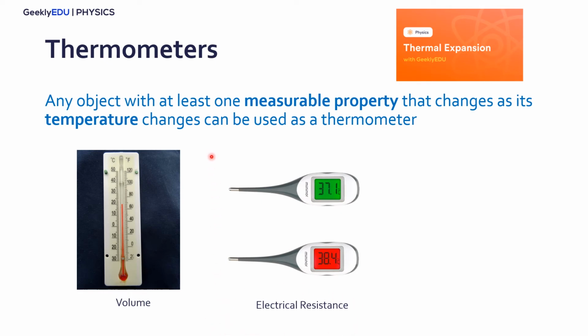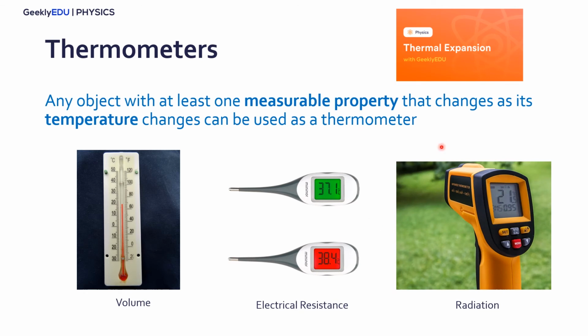Another kind of thermometer that's very useful is the one based on electrical resistance. Changing the temperature changes the electrical resistance of the object, here the thermometer. Also, we have some thermometers that work with radiation. They're a little bit different. You don't need to put them in contact with another object to know its temperature. We just need to point and we can measure the temperature by radiation.